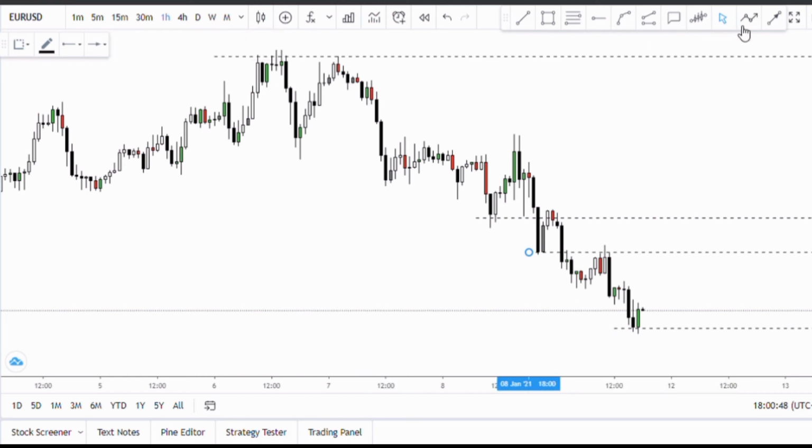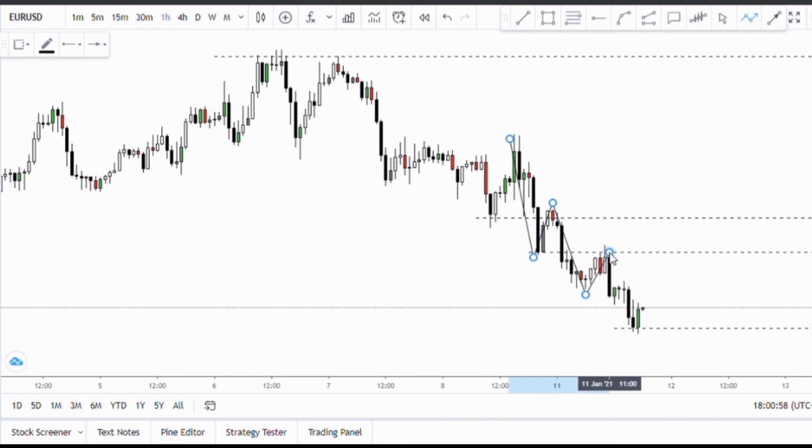I don't know if you guys can see that. So we have 1, 2, 3, 4, 5. That's how our three-wave pattern is right now.